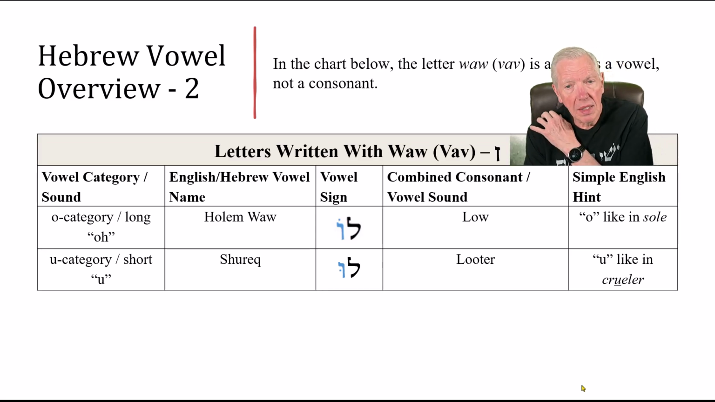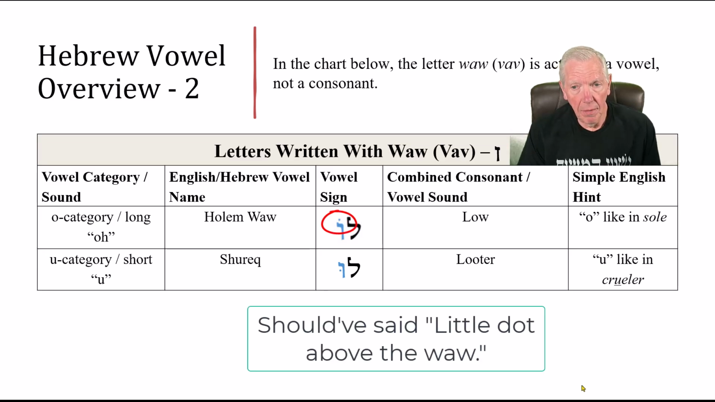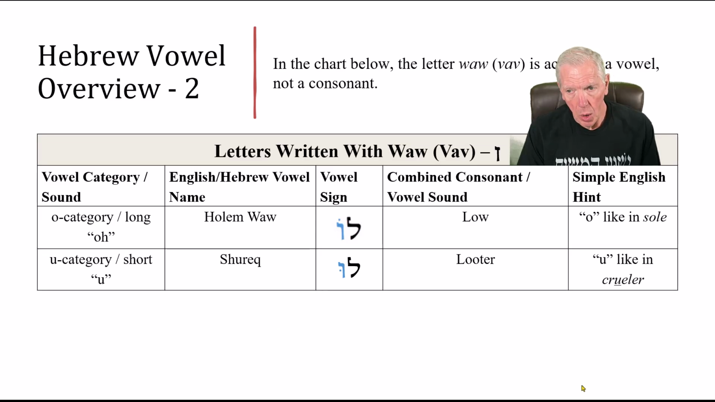And the holam is that little dot above the lamed there, and it produces that low, that O sound. And so we would say low, like in soul. And then we have a letter called a shureq. And that is where we have a dot in the middle of that vav, and it gets that long U sound like in luter or crueler. So it has that long U sound like that. And so that is a shureq.